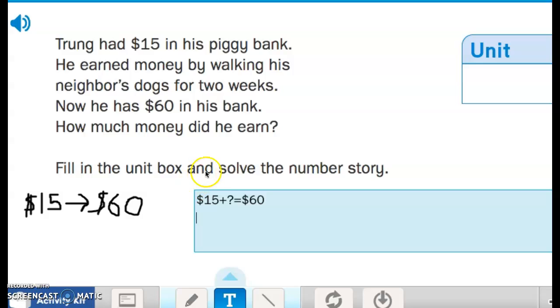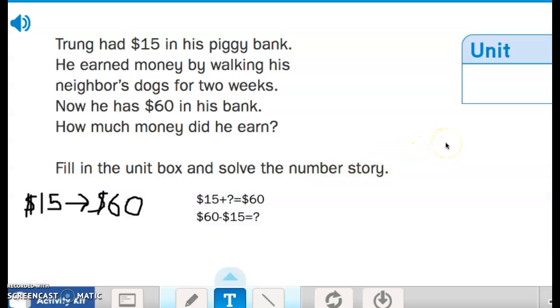Or we could think, subtraction is a fact family for addition. Here's an addition problem, so why don't we do subtracting? Because we want to know the difference between 60 and 15. Whenever we want to know the difference, we subtract. So we could think 60 minus 15 equals what? That's another way we could think about it. So which one would you like to use? You can use either way to get to the answer.